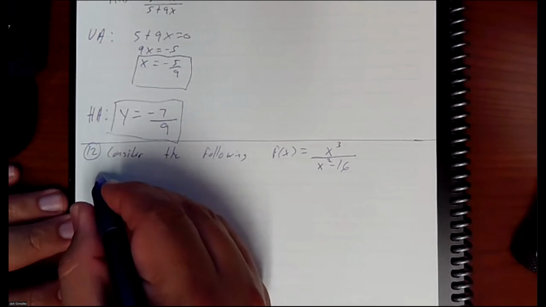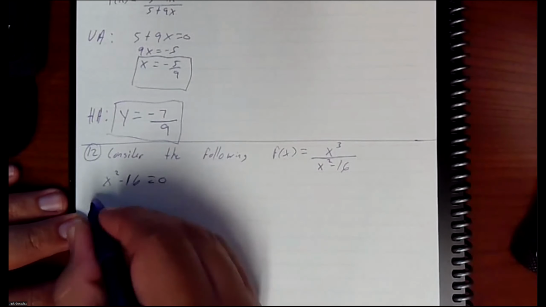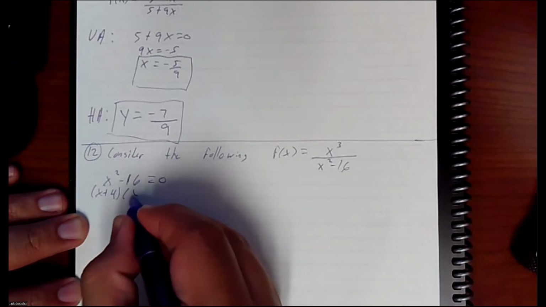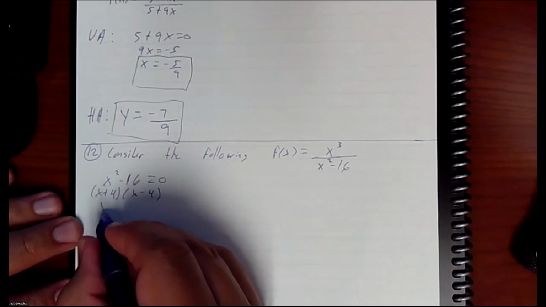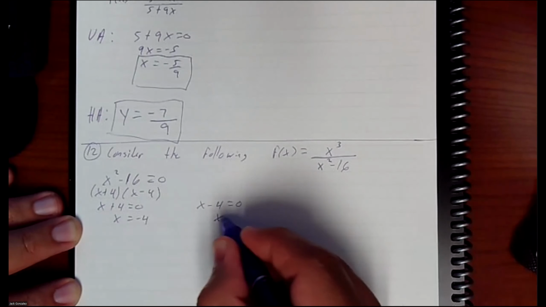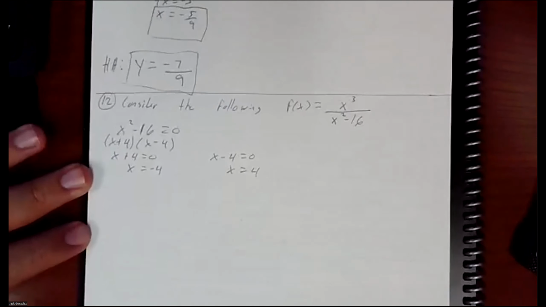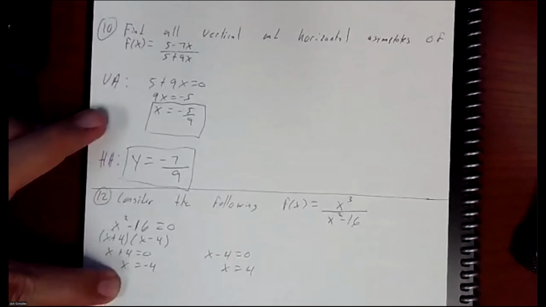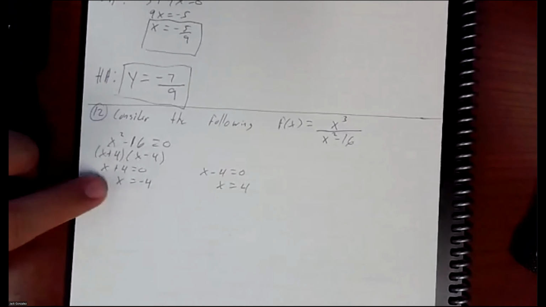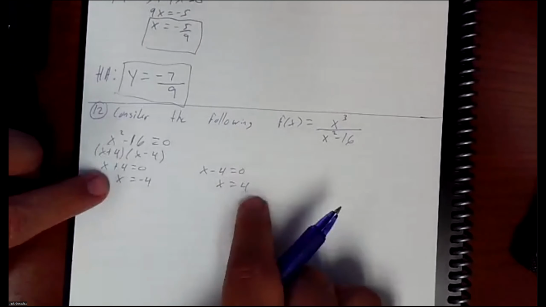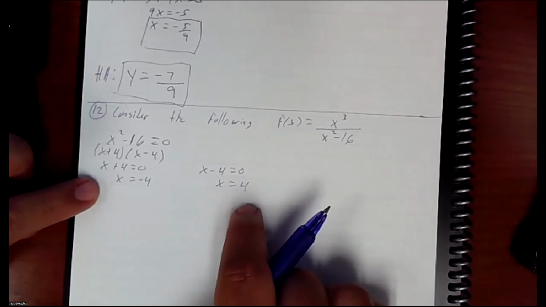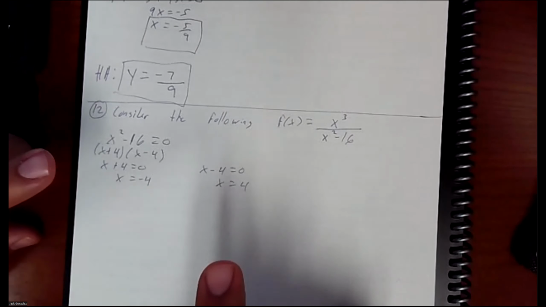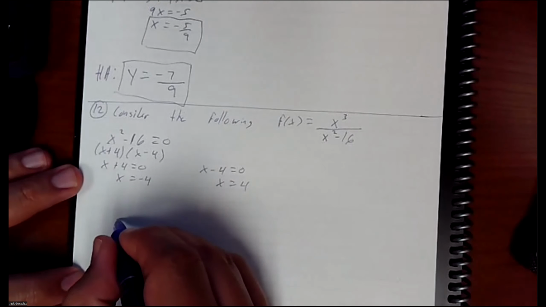So to check for that, what you got to do is set the bottom to 0, factor, and then you find that x plus 4 is equal to 0, x minus 4 is equal to 0. And then we get these two values. So these are vertical asymptotes. It's the same process up here, but they didn't ask for it. We just need to know that these values are holes in the function. Either they're undefined in the function, basically.